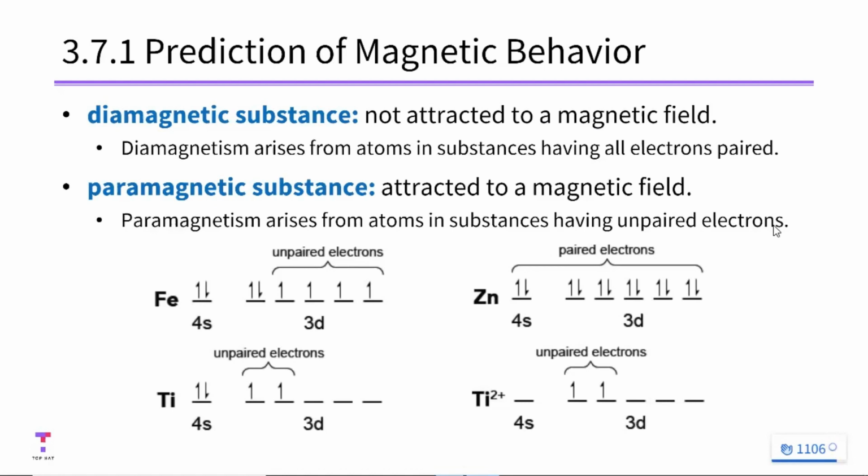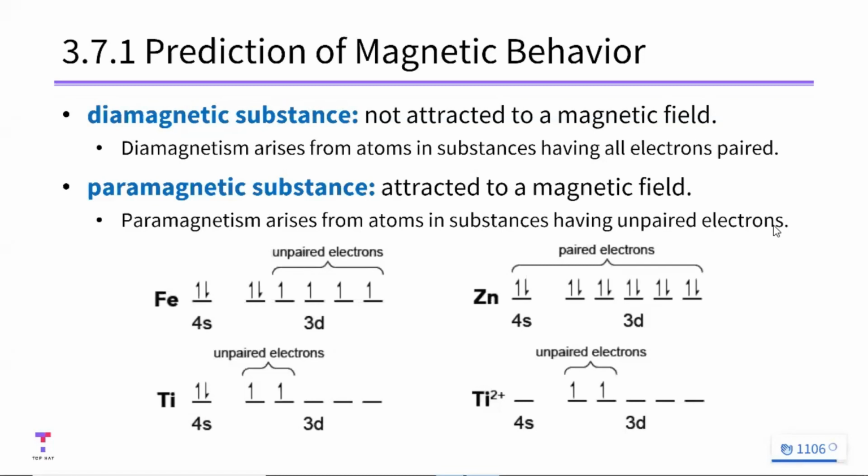So one of the reasons that iron is magnetic is if we look at its electron configuration, we see all of these unpaired electrons in it, and those unpaired electrons are able to interact with the magnetic field.